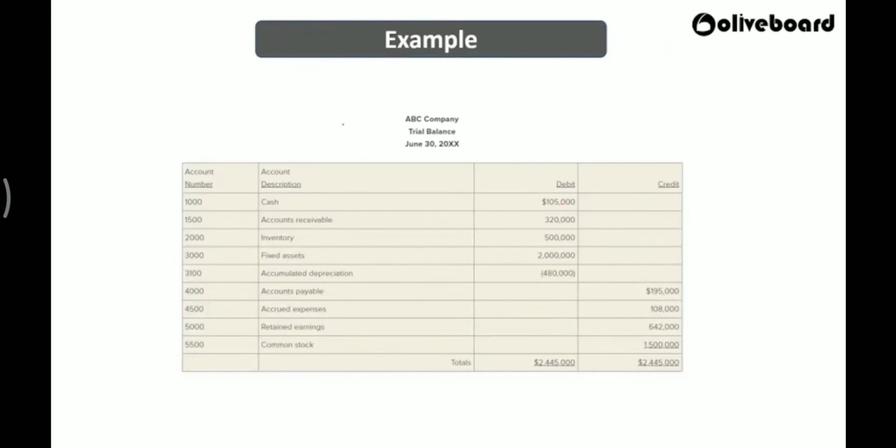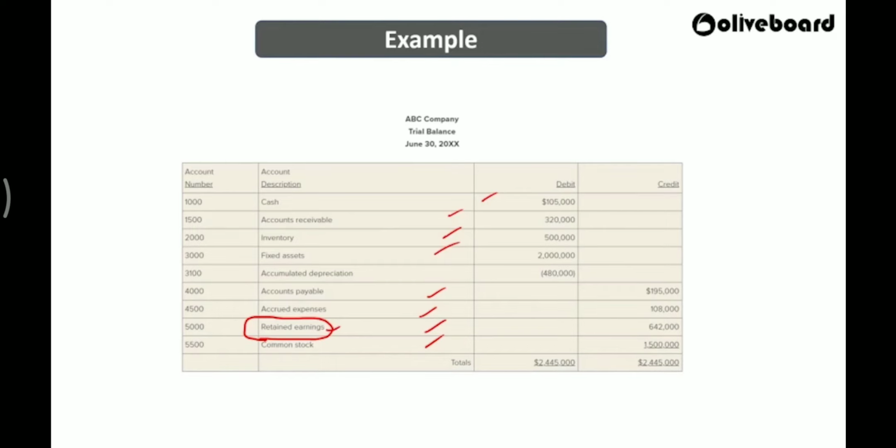Here I have given a format. See here: cash, accounts receivable, inventory, fixed assets, payable, accrued expenses, retained earnings and common stock. Guys, in our previous trial balance, you wouldn't have seen this word, retained earnings. P&L you wouldn't have seen. If you go back and check our example, we wouldn't have seen P&L. Why? Because P&L or retained earnings will come only after preparation of your trading and P&L account.